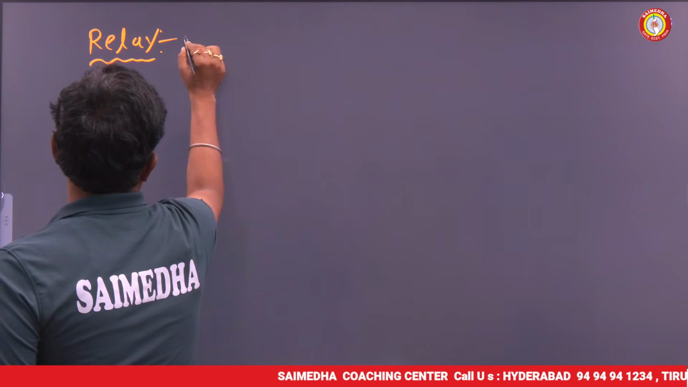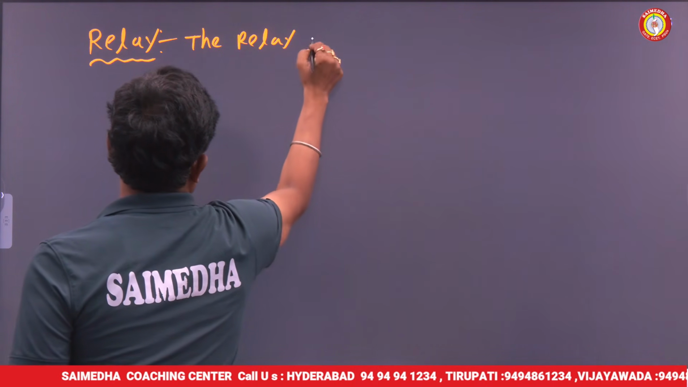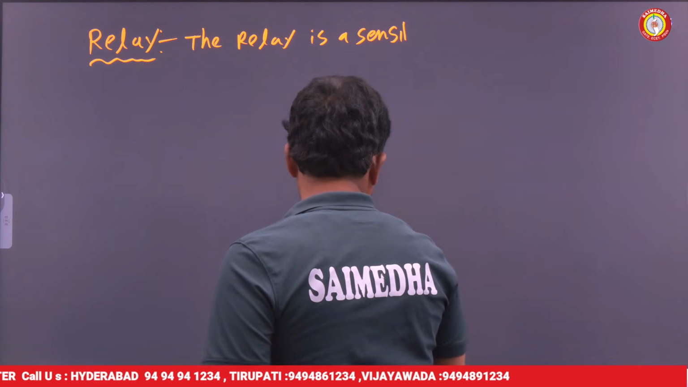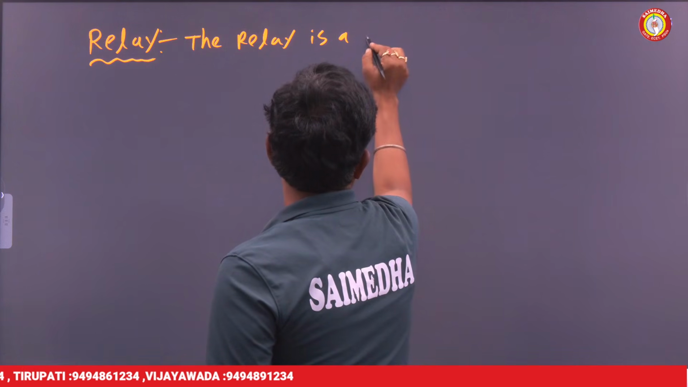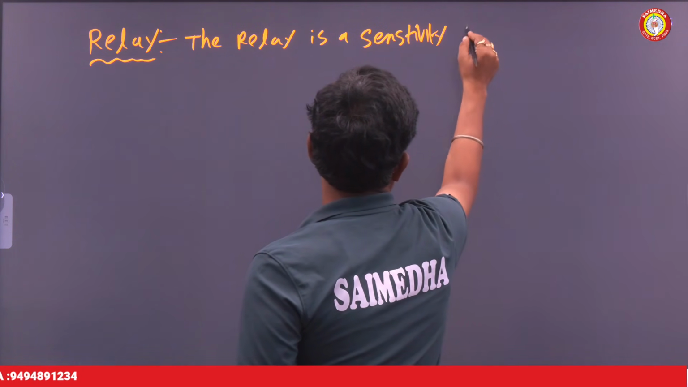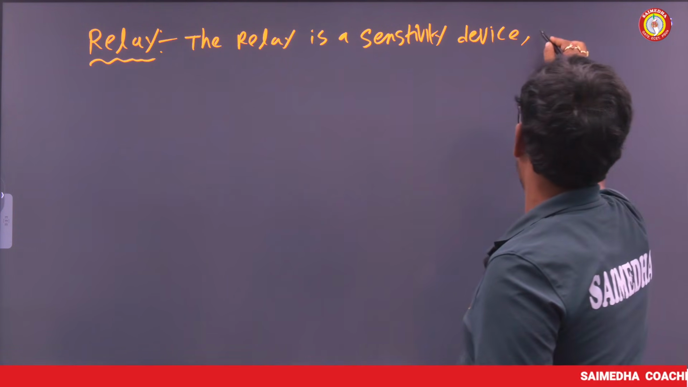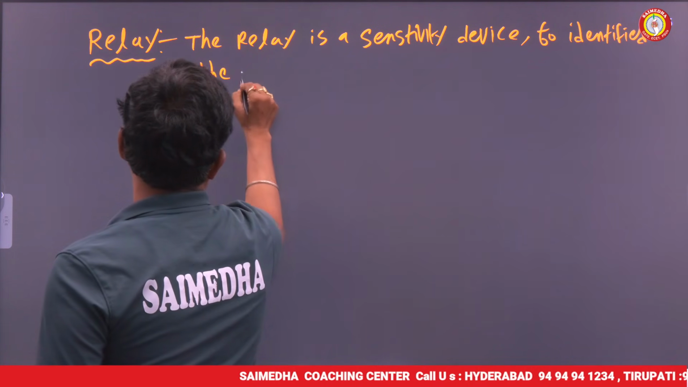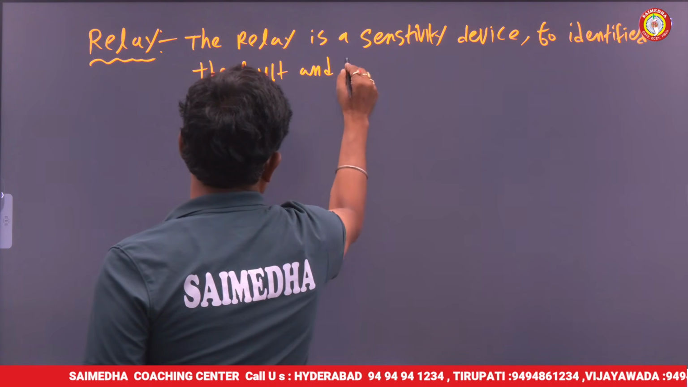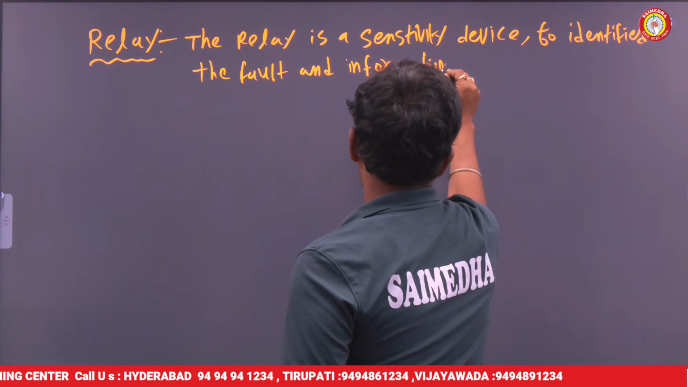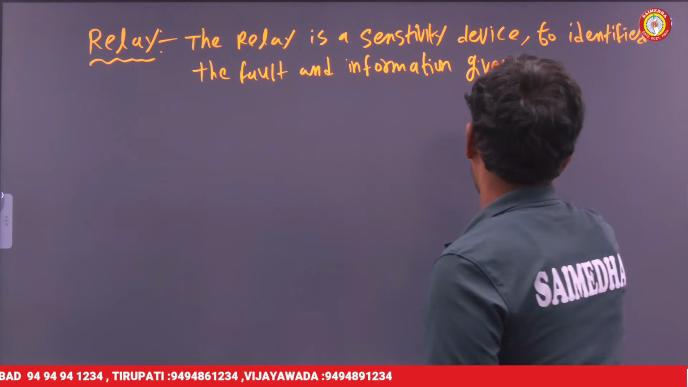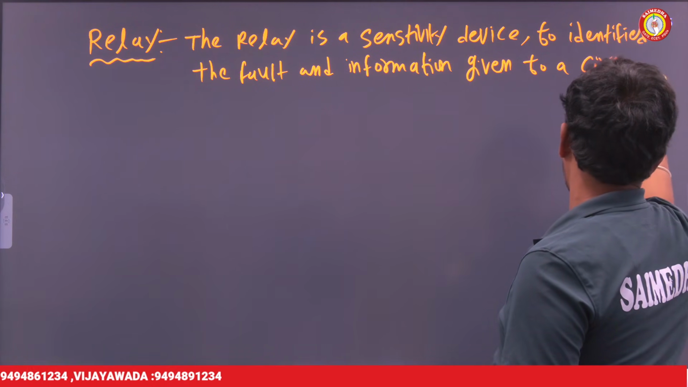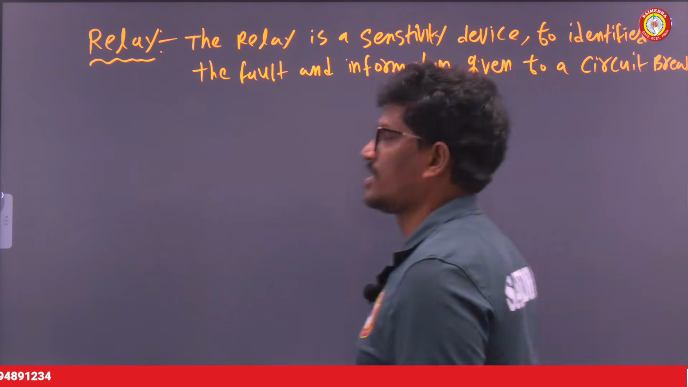So tell me, what is the function of relay? Relay is a sensitive device to identify the fault, and the information is given to the circuit breaker. That is the function of the relay.